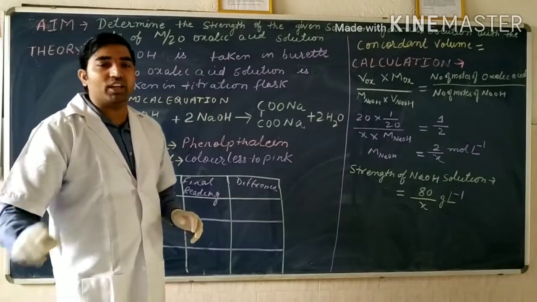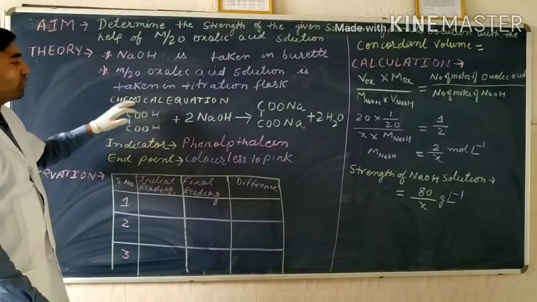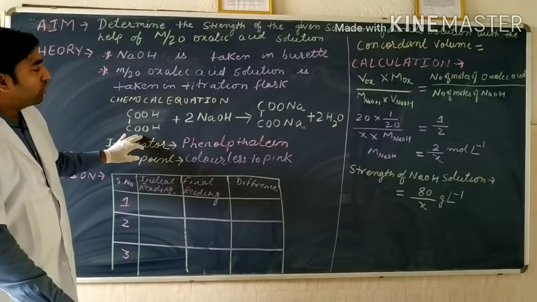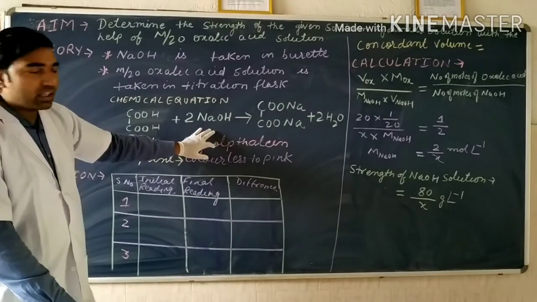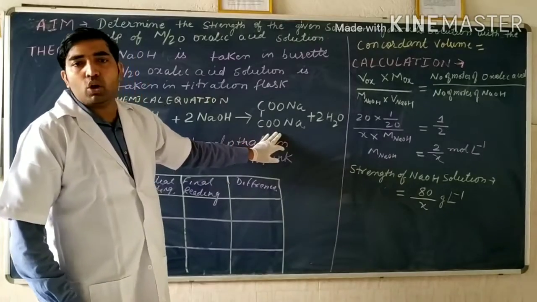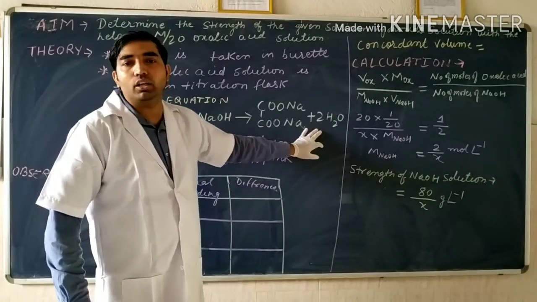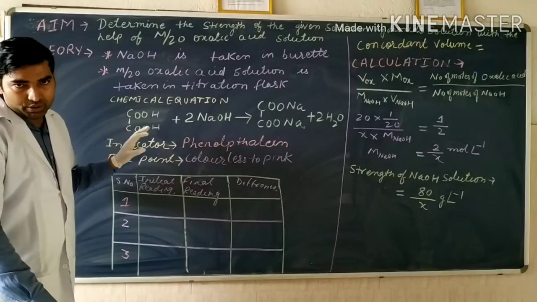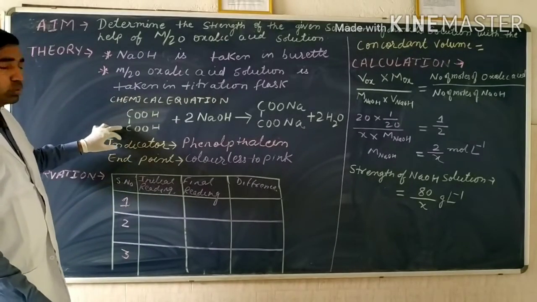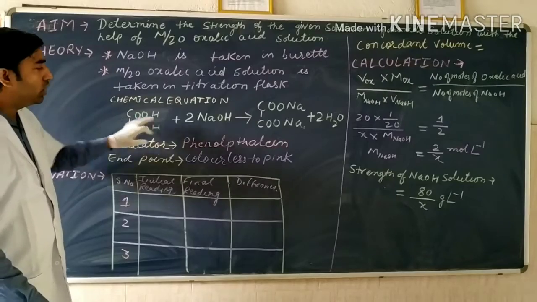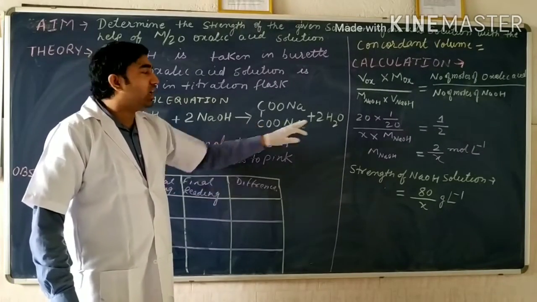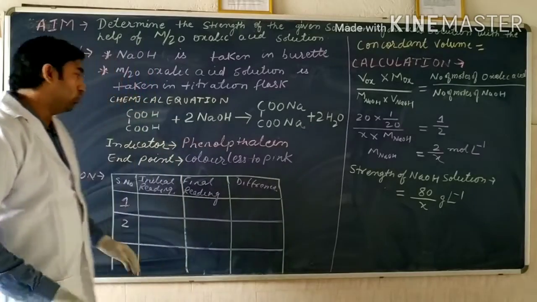See, what is the chemical reaction? The chemical equation for this reaction is: this is oxalic acid, this is sodium hydroxide, and the products are sodium oxalate plus 2 molecules of water. See, this is a balanced chemical equation. (COOH)2, that is oxalic acid, is 1 mole, NaOH is 2 mole, sodium oxalate produced is 1 mole, and water produced is 2 mole.